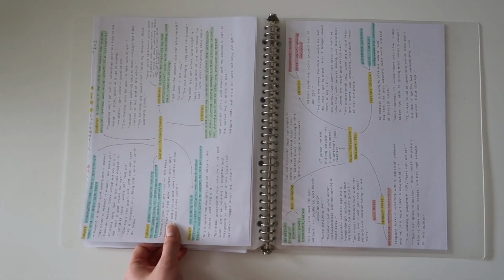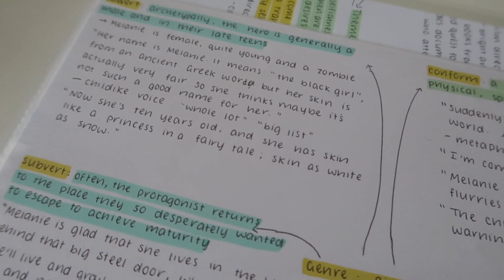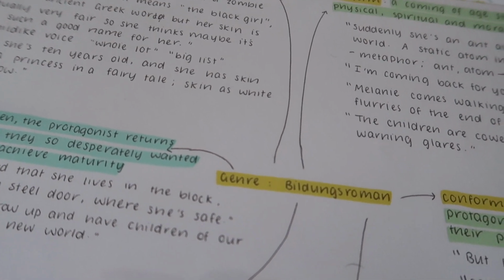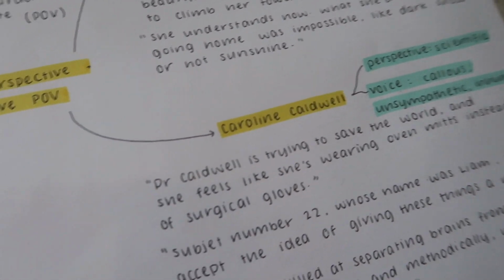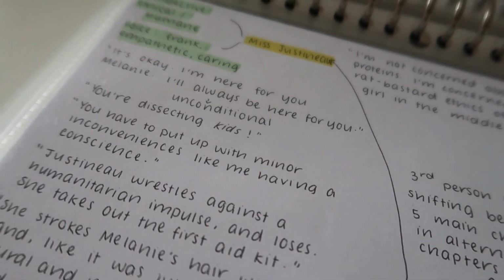And here is some more. So this is about genre, and this is about voice, perspective and narrative point of view. So I just tried to cover off the whole syllabus to ensure that any question they asked, I could write about The Girl with All the Gifts. And that is the end.